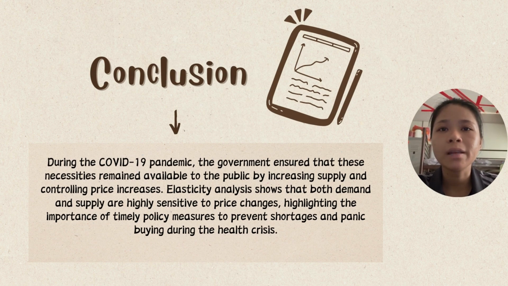During the COVID-19 pandemic, the government ensured that these necessities remain available to the public by increasing supply and controlling price increases. Elasticity analysis shows that both demand and supply are highly sensitive to price changes, highlighting the importance of timely policy measures to prevent shortage and panic buying during the health crisis.